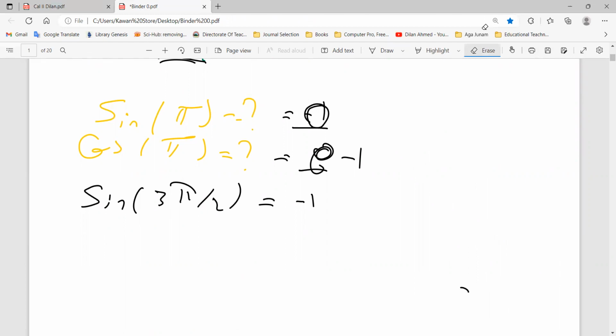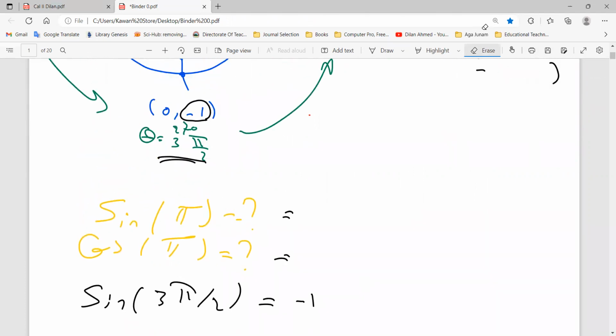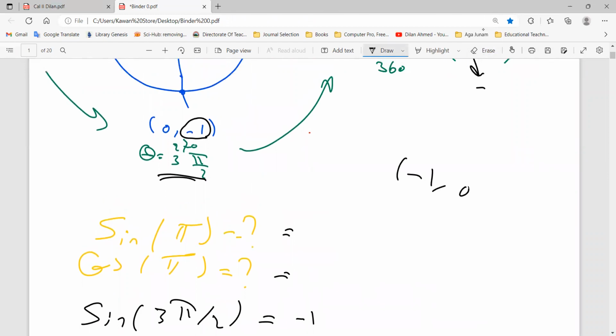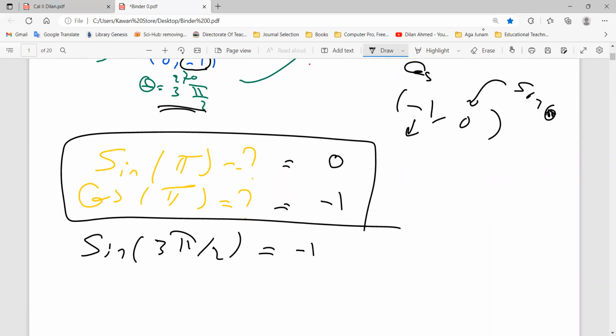Shall I repeat that one? We say in the pi, we have negative 1 and 0. So cosine of pi is negative 1 and sine of pi is 0. So sine is equal to 0, cosine is equal to negative 1. When we say tan of pi, as you know, tan is equal to sine over cosine. So I will get 0 over negative 1, which is equal to 0.